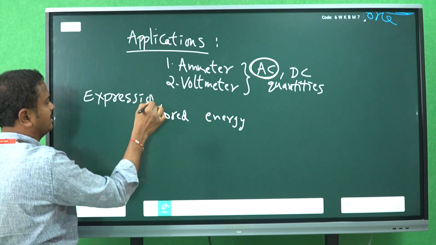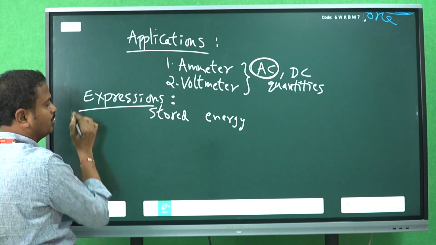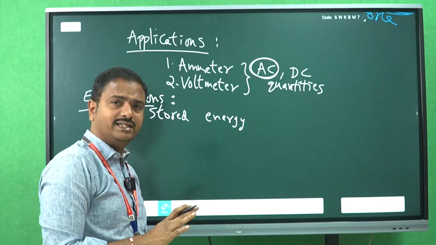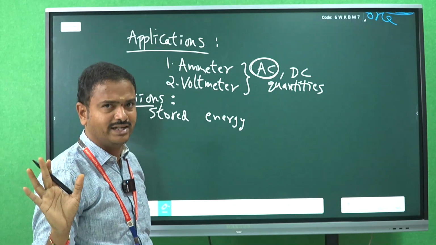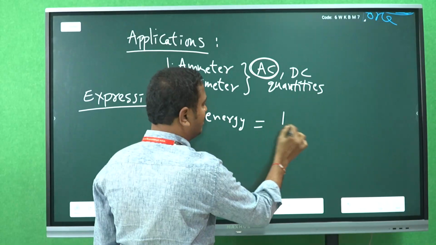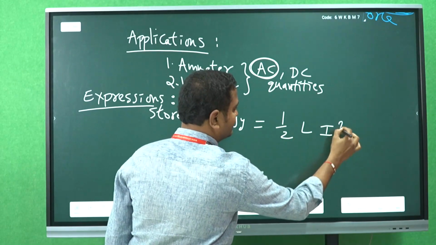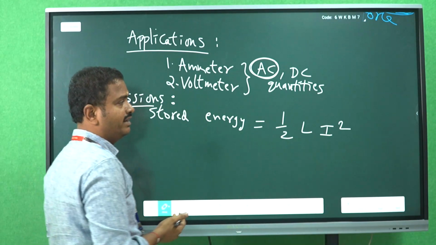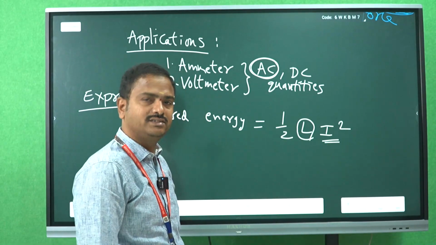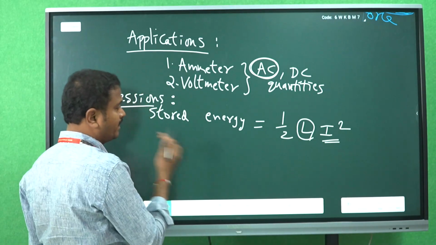Now, the expressions. We have to prove the MI instruments can measure AC values as well as DC values, right? For that we need to go for expressions. Stored energy is nothing but half L I square. We know about this, right? L is the inductance of the coil and I is the current magnitude of the circuit.